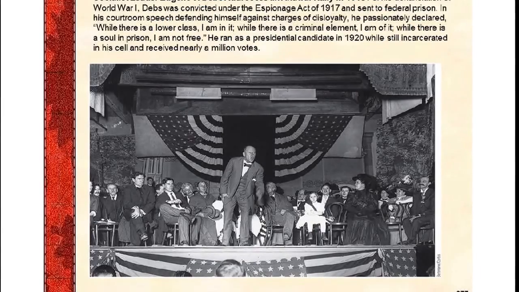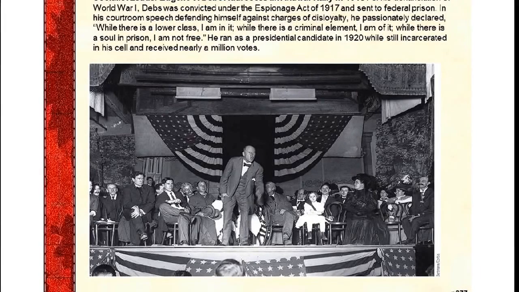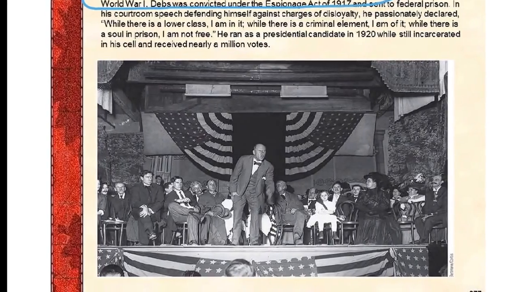This is a picture of the socialist leader Eugene V. Debs addressing an anti-war rally in 1918. He ended up going to jail for a time as a result.